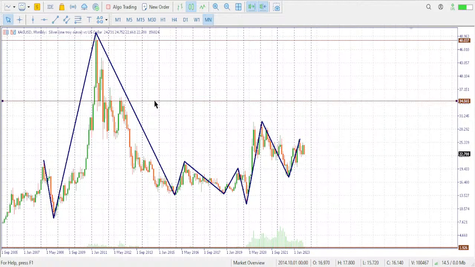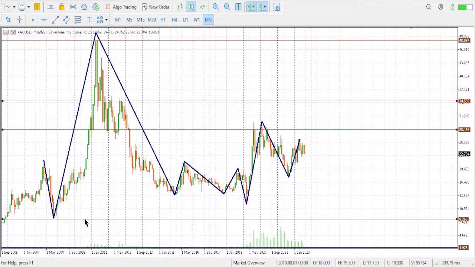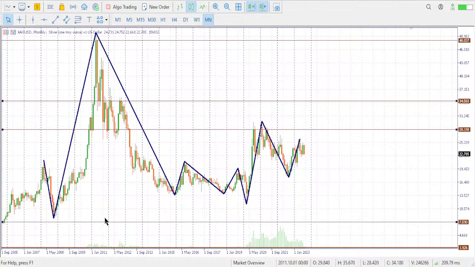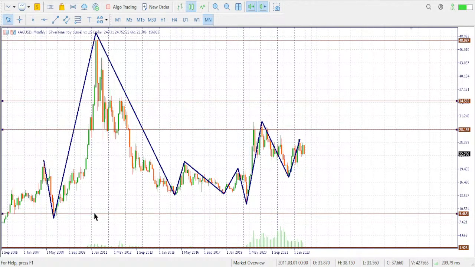We have another one here. This is 34.565. Then we have another one. This is 28.198, a very good level. And then we have another level here. I will put it here. This is at 9.465.